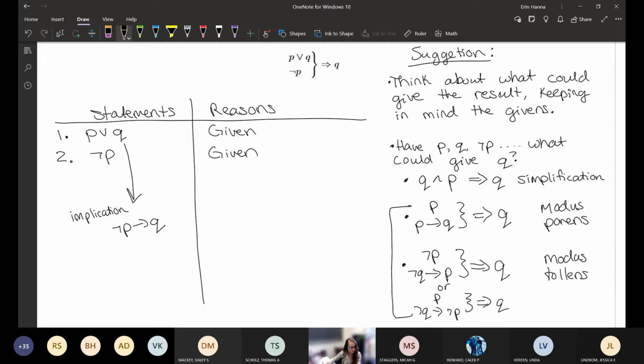One moment. Aha. There was another thing that I needed to write down and I forgot. Okay, I can save it. So from implication, we could get not P implies Q. I do notice that I do already have a not P.